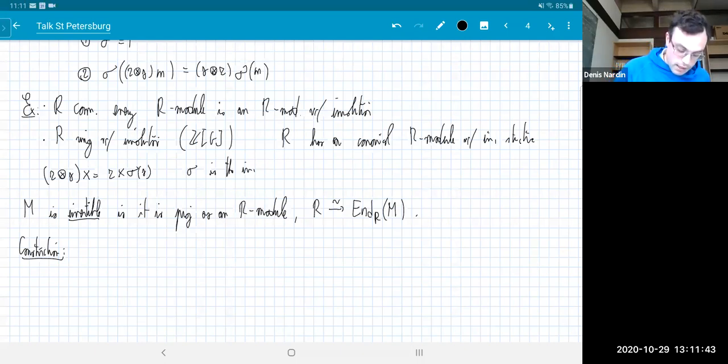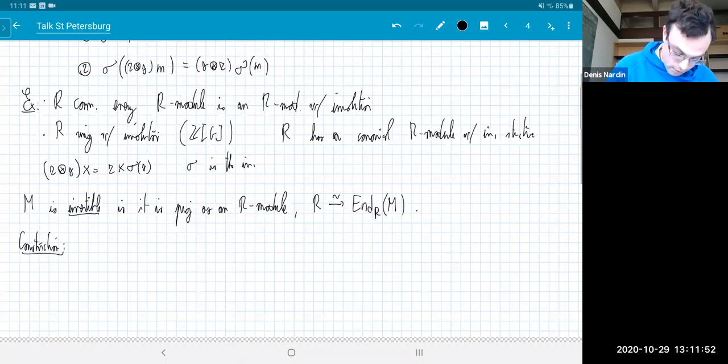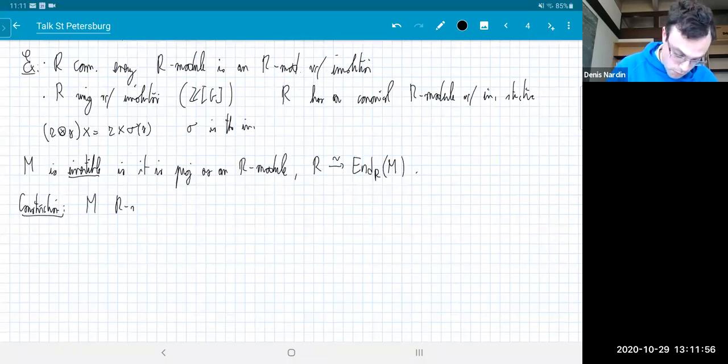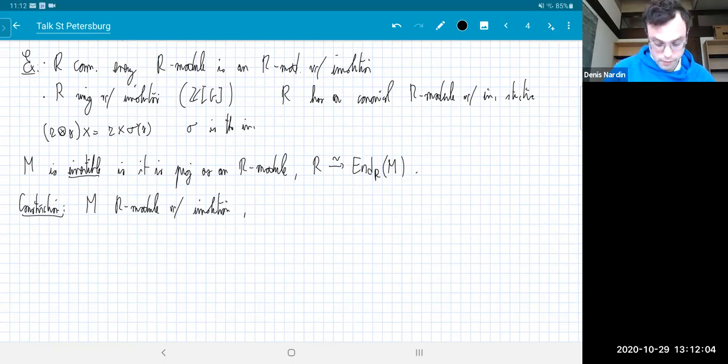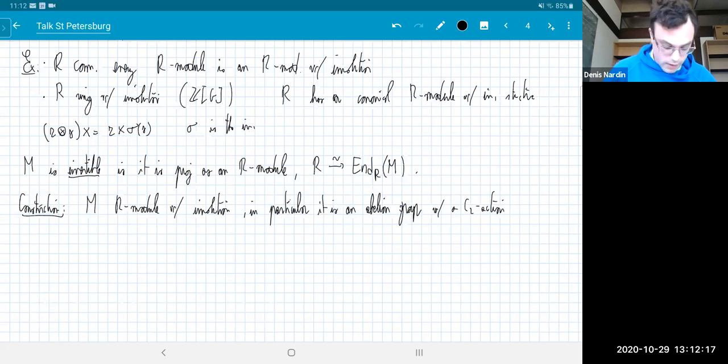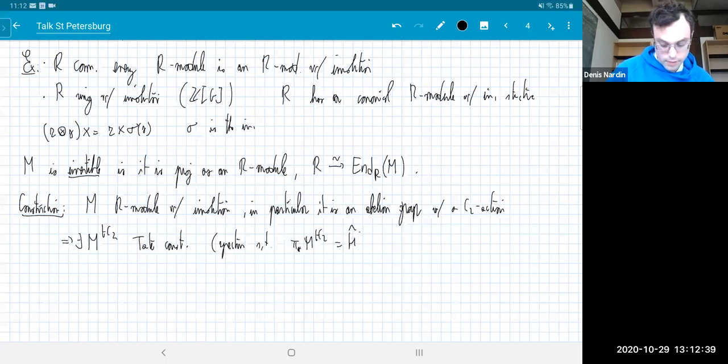So okay, construction. And then I'll start actually talking about Hermitian K theory soon. I just wanted to be as concrete as possible. So construction. Suppose M is an R module with involution. In particular, you can think of it as an abelian group with a C2 action. And so you can consider the Tate construction, which is the spectrum whose homotopy groups are the Tate cohomology groups, with the usual sign change that these things have.